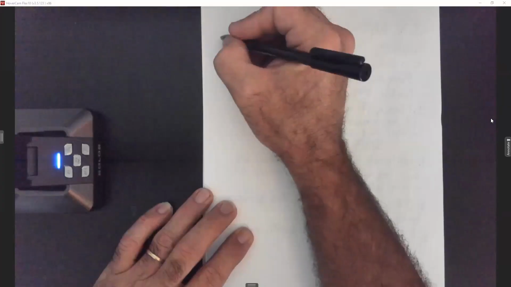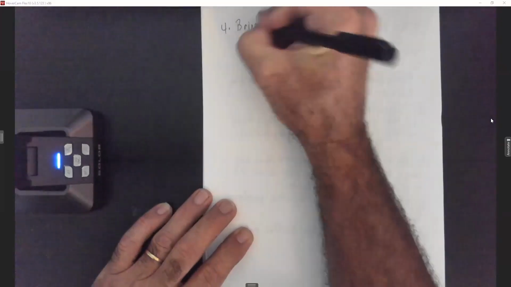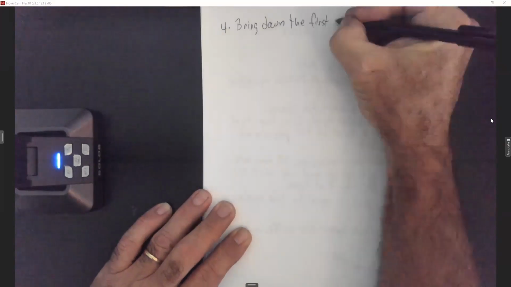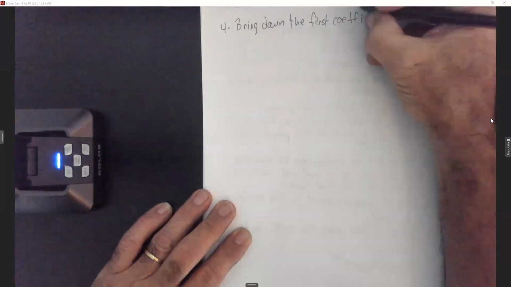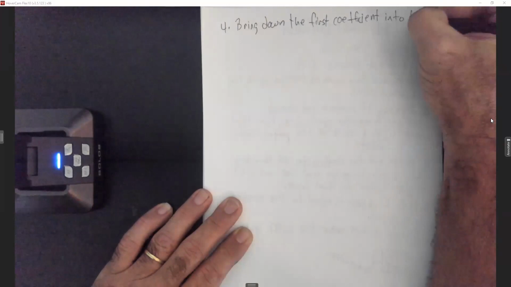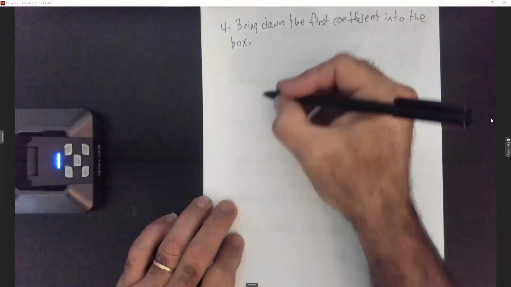Then what I'm going to do, so let me let one in real quick. All righty. So now I've got my coefficients. I've got my little box under it. Over here's my C. So the steps I'm going to start doing are I'm going to bring down the first coefficient into the box. So I bring that first number straight down and put it into my box.